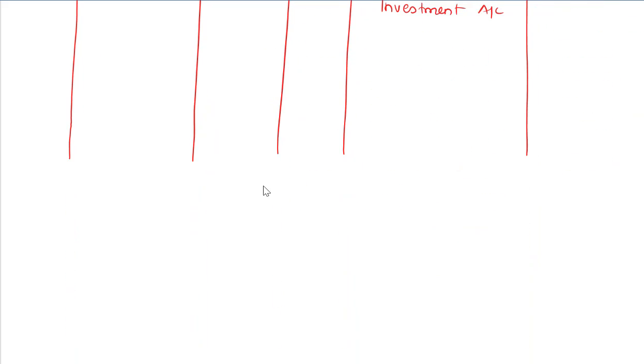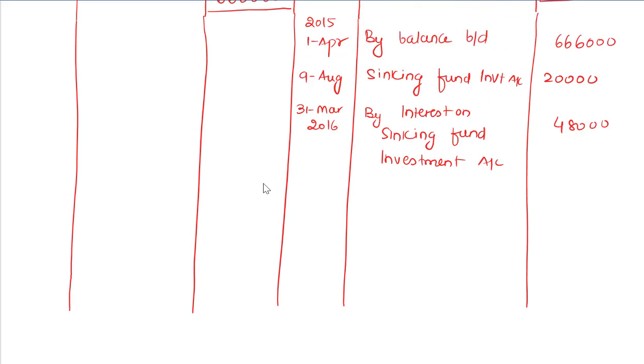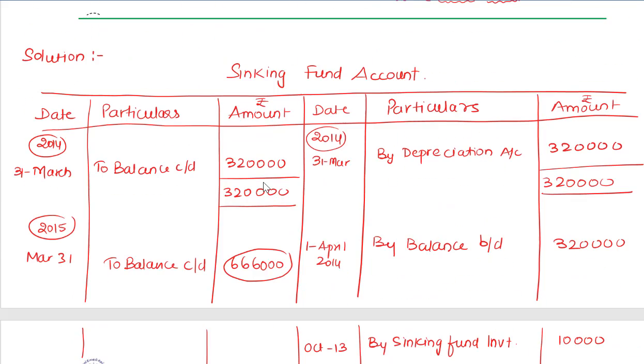We'll do one thing. We make sinking fund investment account first, and then we will close this account, which is sinking fund account. So let's make sinking fund investment account first. Just leave some lines and make sinking fund investment account. The format would be same.